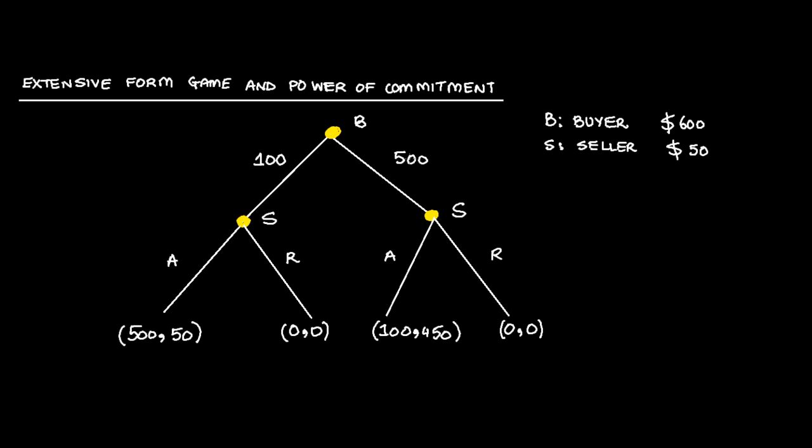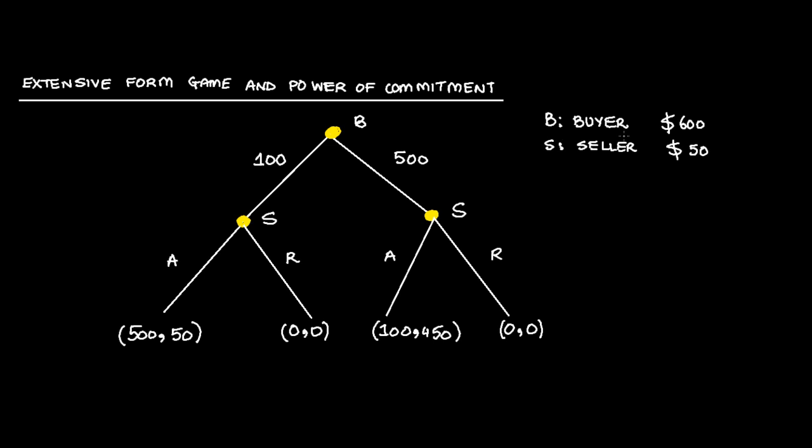Extensive form game and power of commitment. Well, this is an example of the bargaining game which we have already played earlier, and I'll just repeat it, but I'll add one more element to it, that is the power of commitment. Just a quick recap. B is the buyer and S is the seller.